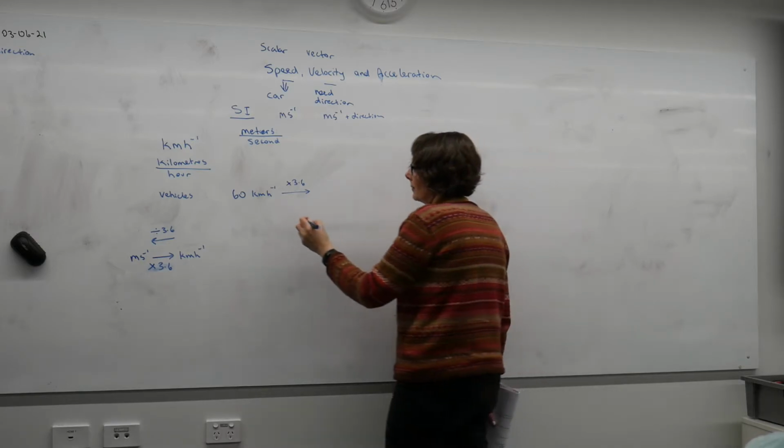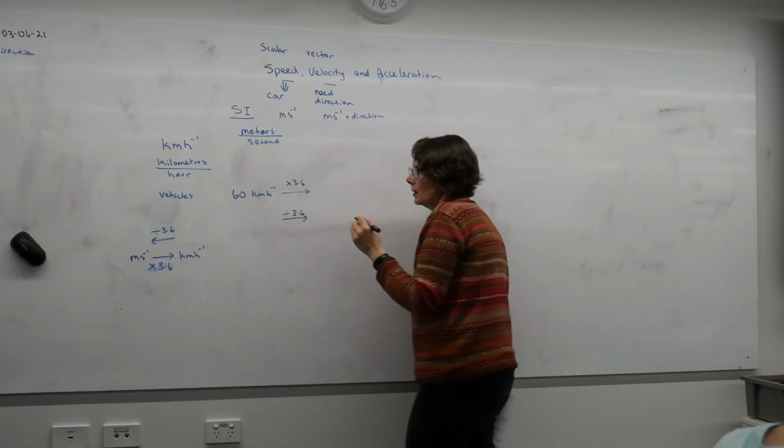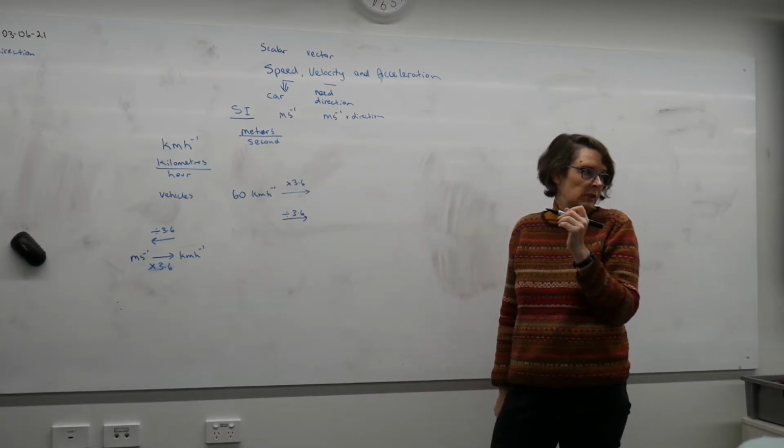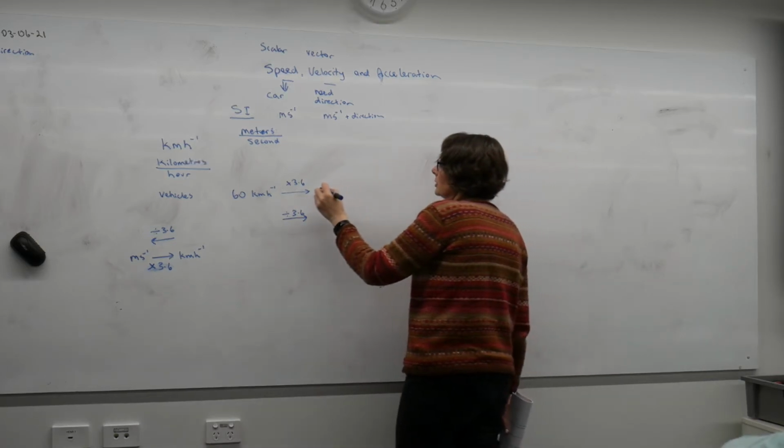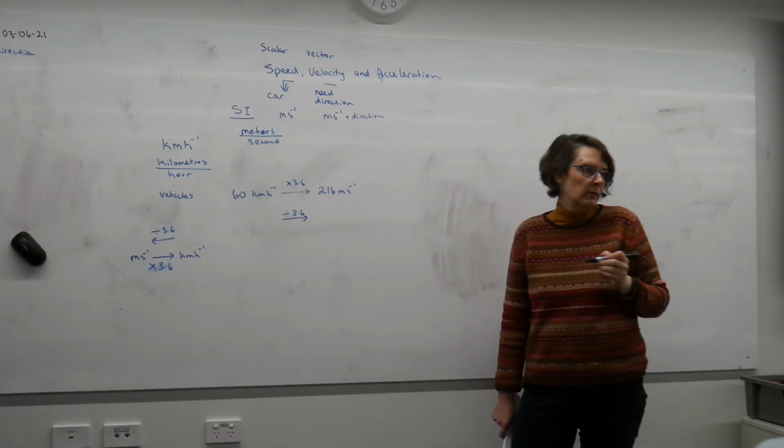So let's look at what would happen comparing the two. That's 216 meters a second. What happens if we divide it by 3.6?